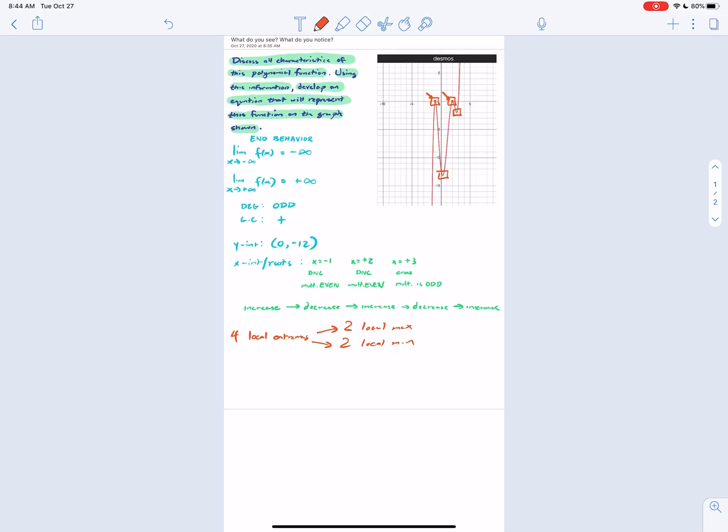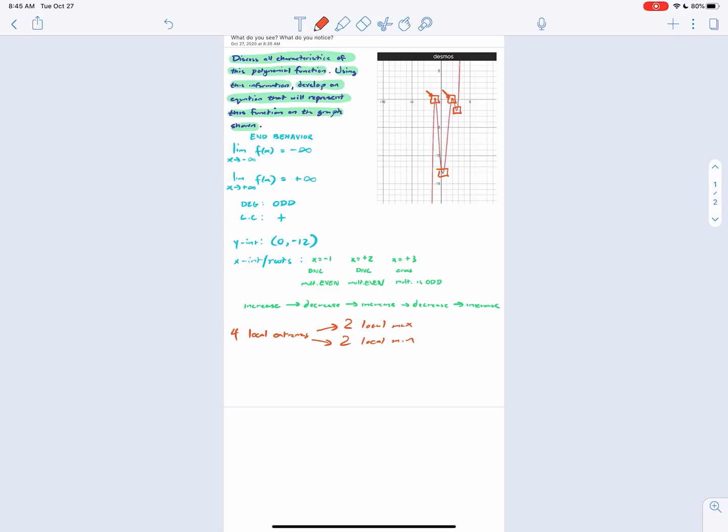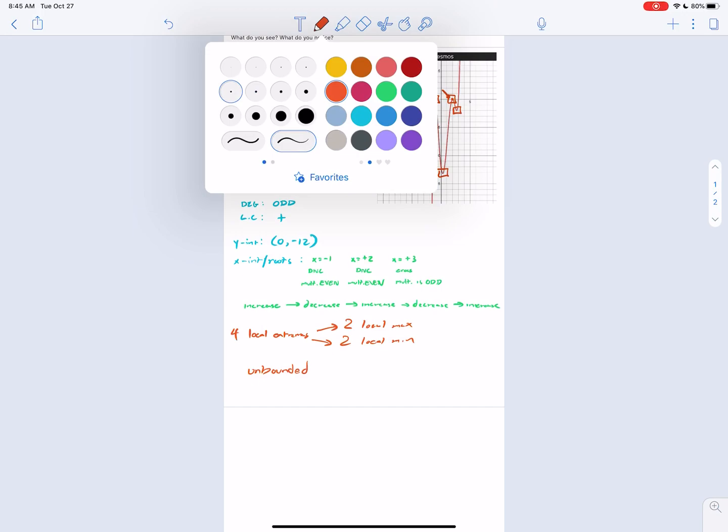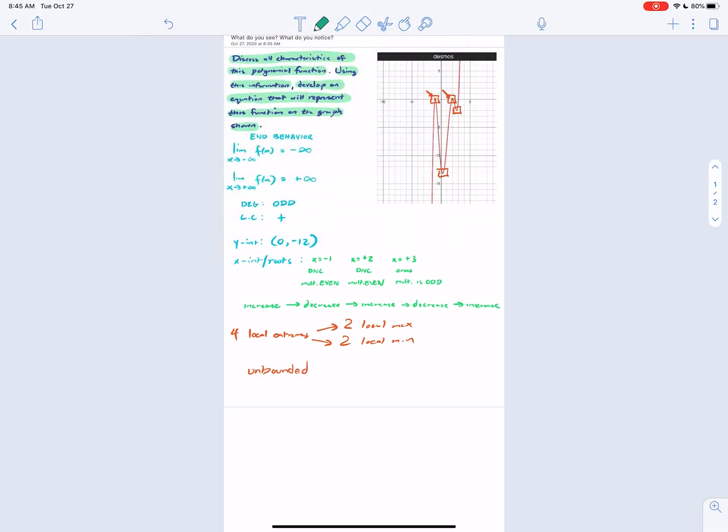I noticed that the graph goes all the way up and all the way down, so that means that this is unbounded. So you want to be able to include all of these characteristics here. Now, since it's a polynomial function, I know that the domain is always all real numbers, so negative infinity to infinity.